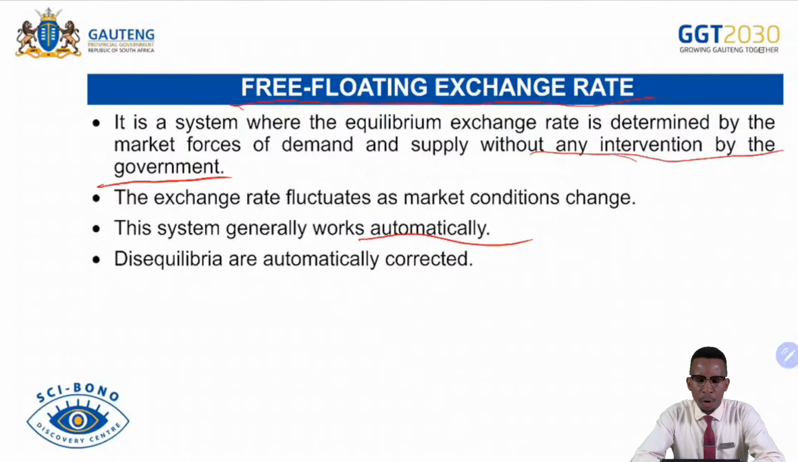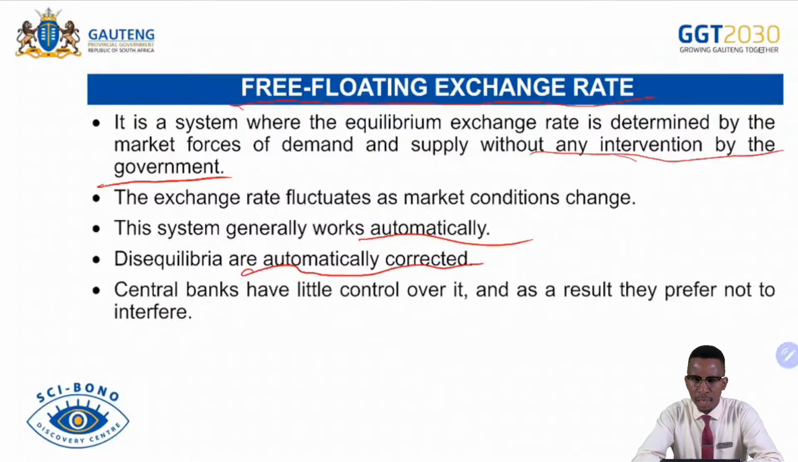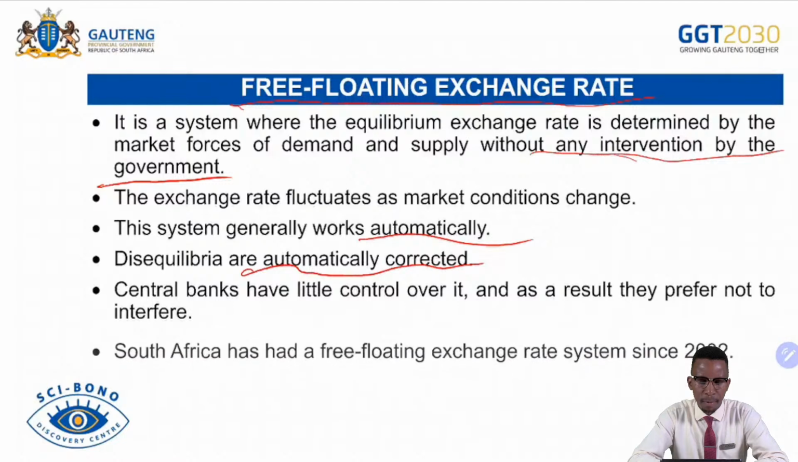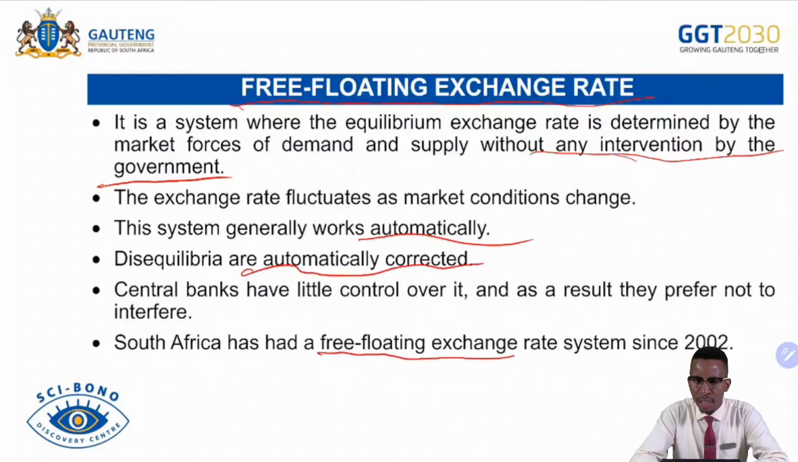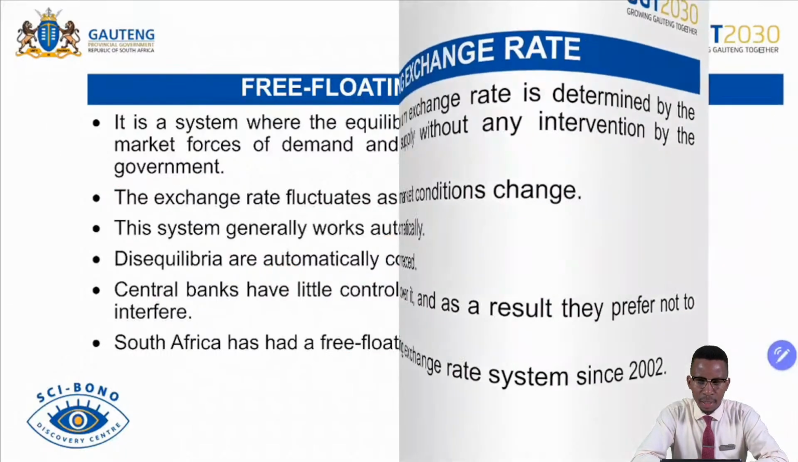Disequilibrium are automatically corrected. With the disequilibrium that is happening in the market, they are automatically corrected if ever the country is using the free floating exchange rate. Central banks have little control over it, and as a result, they prefer not to interfere. So central banks decide not to interfere on the determination of the free floating exchange rate. In that case, market forces are truly responsible to move exchange rate up or down, or appreciate or depreciate. South Africa has had the free floating exchange rate since year 2002. So the country chose to adopt the free floating exchange rate since year 2002 from the controlled or managed floating exchange rate.